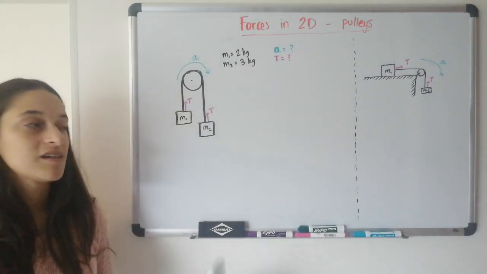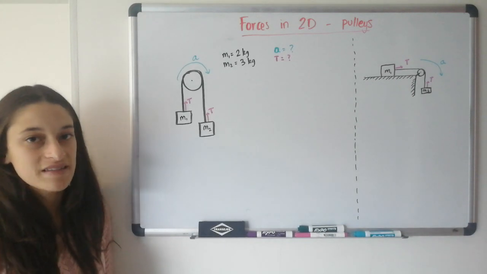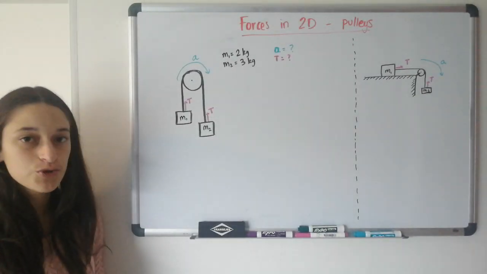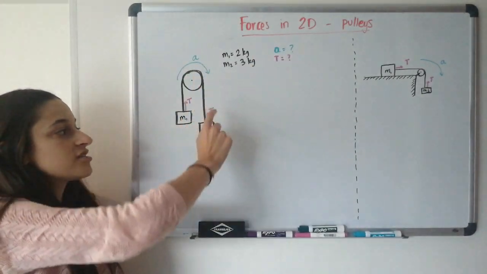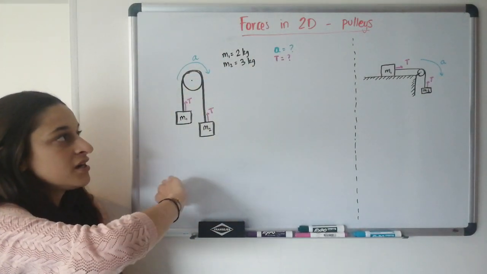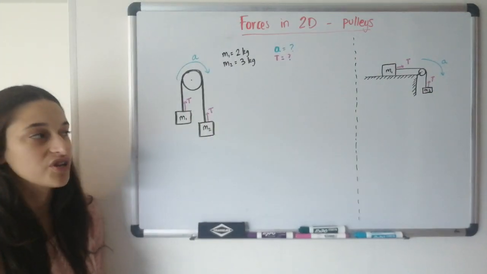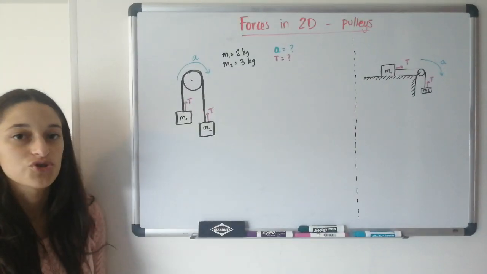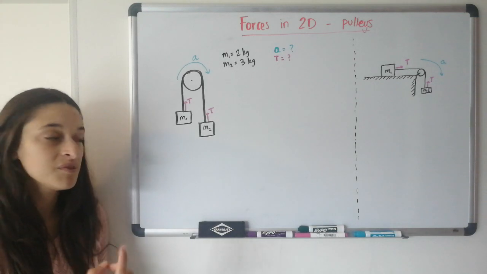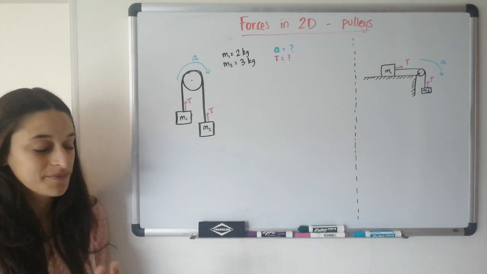So let's solve this example on the left here with the two masses around a pulley. As I told you before, we want to find two things. We want to find the acceleration of the system around the pulley, and we want to find the tension in the string. Both are going to be equal for the two masses. There's just one acceleration for the whole system and one tension for the whole string.